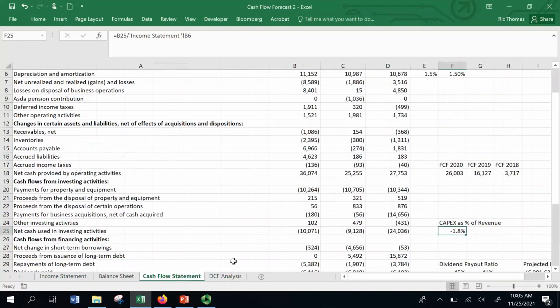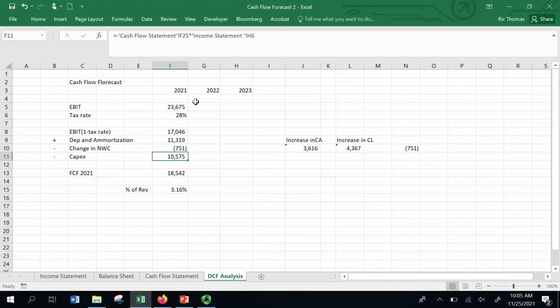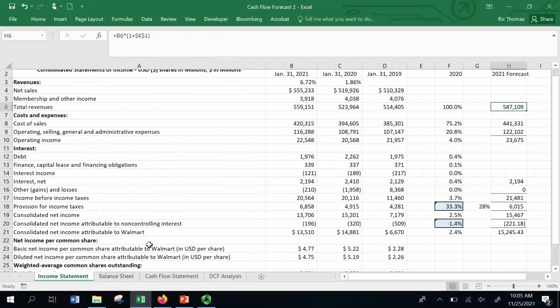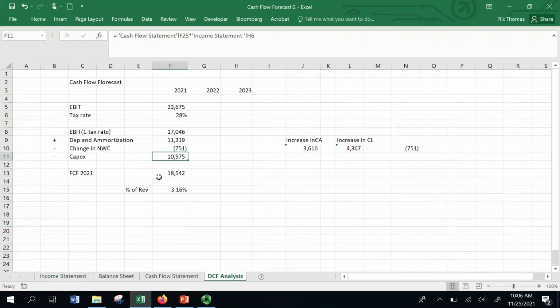And then for CapEx, we're going to multiply ultimately by next year's revenue. So we take last year's ratio times next year's revenue. Income statement H6. So next year's revenue right here. Okay. So that is my CapEx estimate.